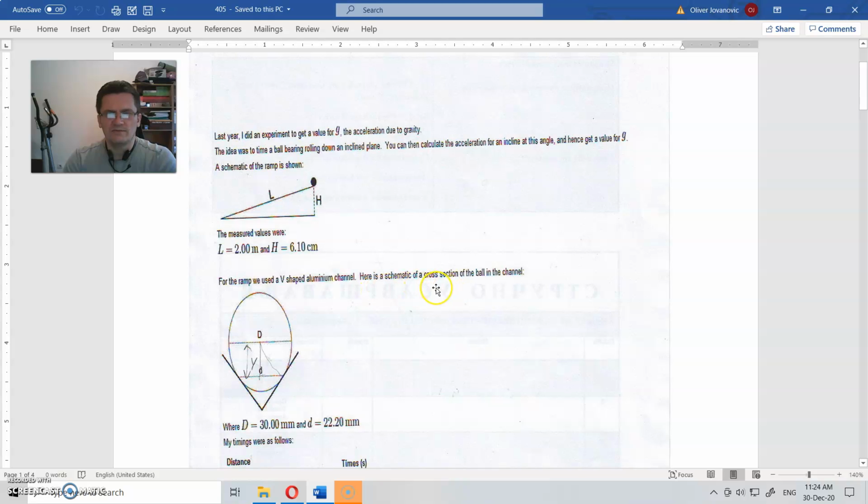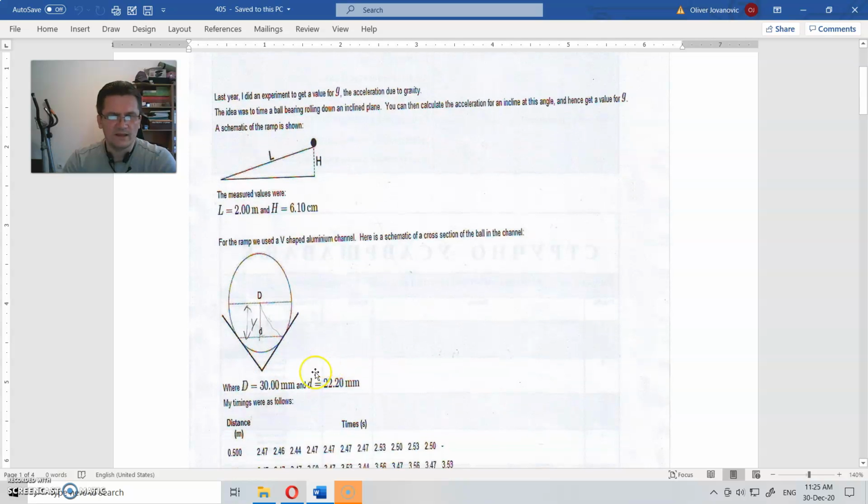Here is a schematic of a cross-section of the ball in the channel, so that is the ball that rolls towards us, let's say. D is the diameter, the distance from here to here. The distance from here to here is half of the diameter. The same is the distance from here to here. And then there is this thing, where the ball touches the sides of the ramp.